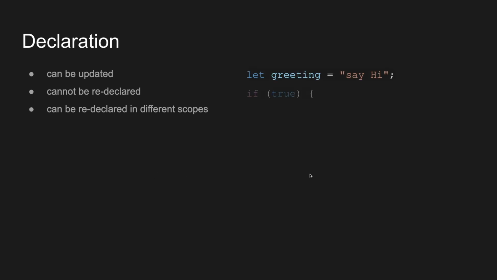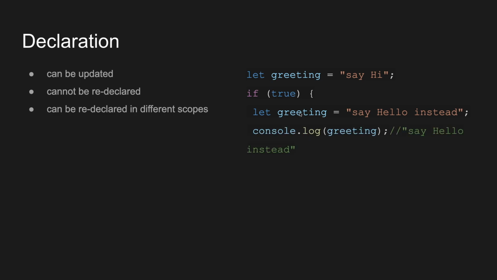So we have a variable greeting, and if we try to redeclare the same variable greeting inside this scope of if, then it will be alright and it will output as say hello instead. But if we try to output greeting, which is outside the scope of if, then it will output as say hi because we have already declared greeting as say hi over here. So this value will be accessible only within this scope.